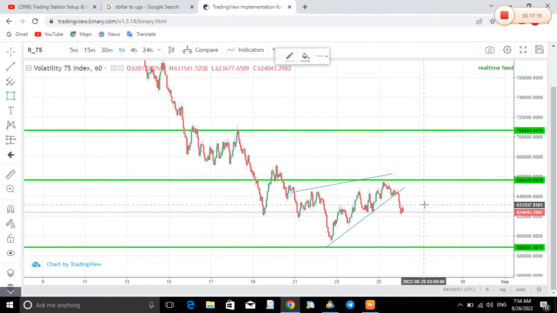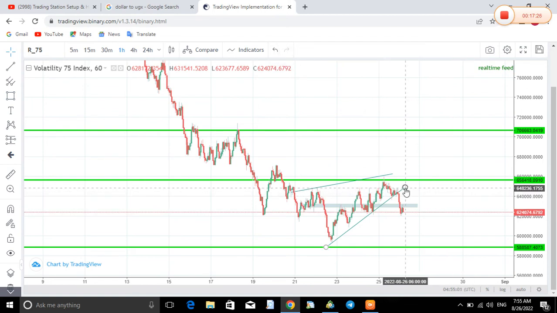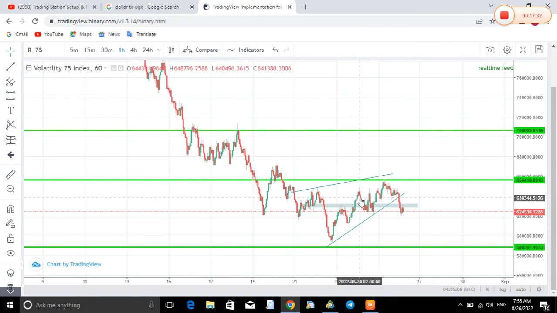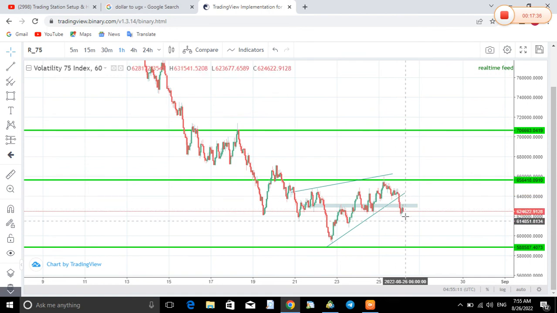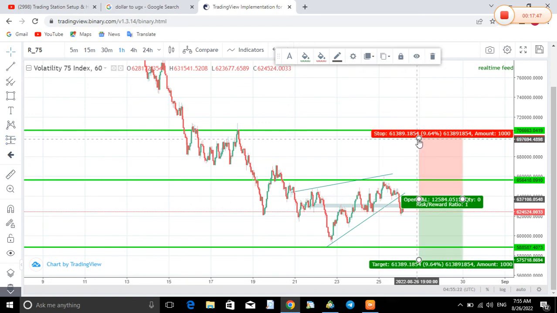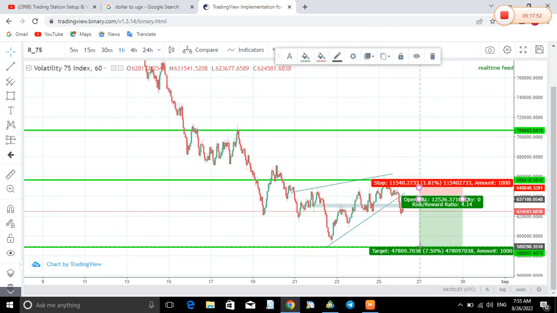Now I can see this pattern was broken. After being broken, if I try connecting my zones or spotting my zones, I can see this particular pattern has been retested. Now this was an impulse, this was a breakout and a retest. Now we're expecting the price to drop all the way to this level. So this was a perfect entry here for those who entered before. Now this is our TP.